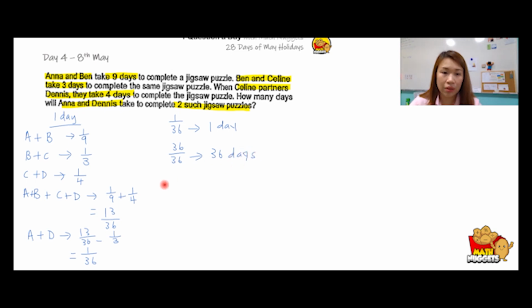But this is only 1 puzzle. The question wants us to find 2 such puzzles, so it will be 36 times 2. They will take a total of 72 days to complete.